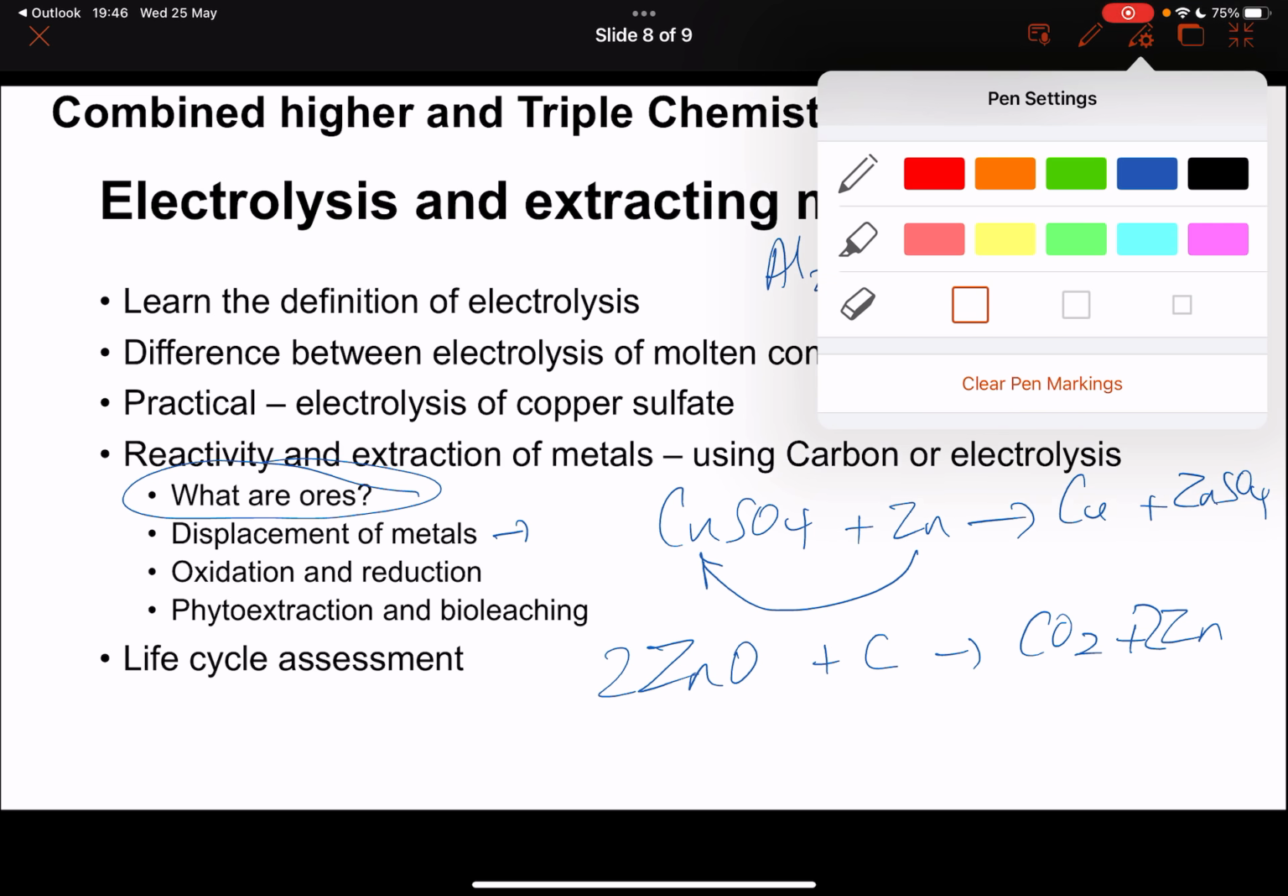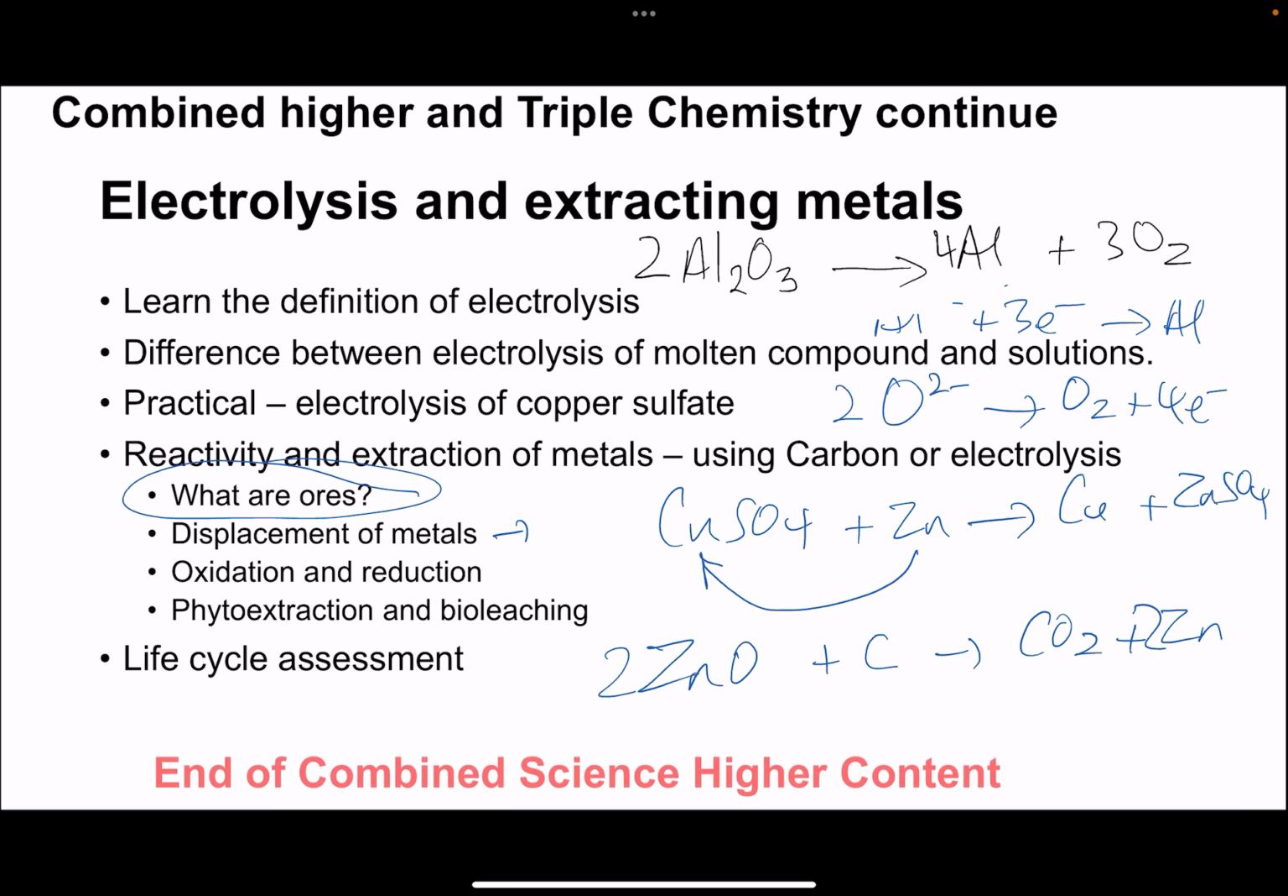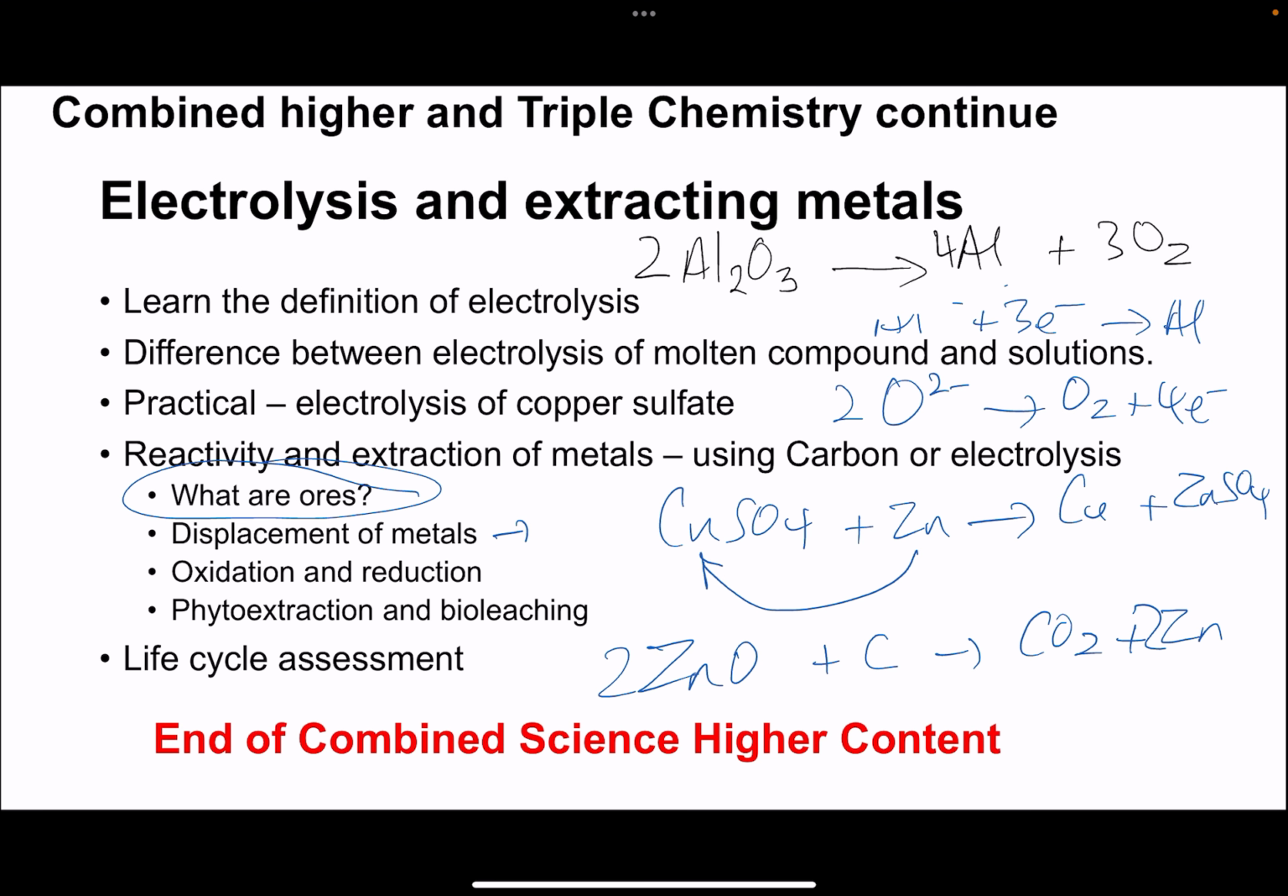The balanced equation which I was trying to write here for this reaction is the following: 2Al2O3 produces 4 aluminium and 3 oxygen. Life cycle assessment, just have a quick read of this in your notes, of the benefits of life cycle assessment and the benefits of recycling metals. Right. If you are combined science, that's the end of your content covered there.